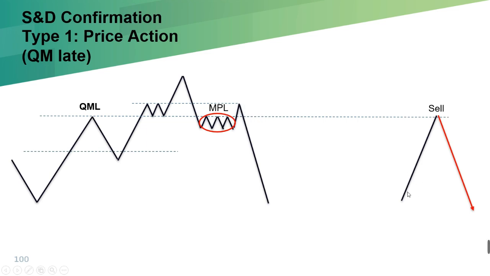But is this a good place for a sell trade? So what is our confirmation? The first type of confirmation is very easy. Make sure for a late retest, there must be some price action. The price action can be a fake out, a diamond, or a compression.